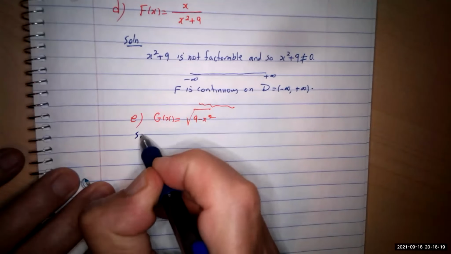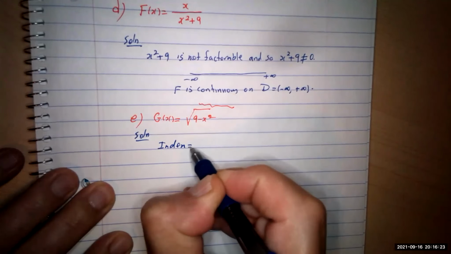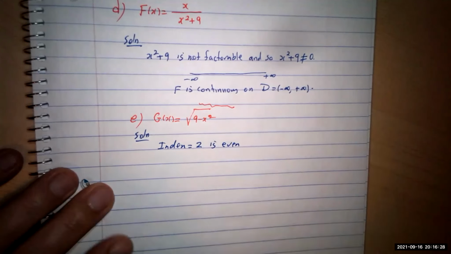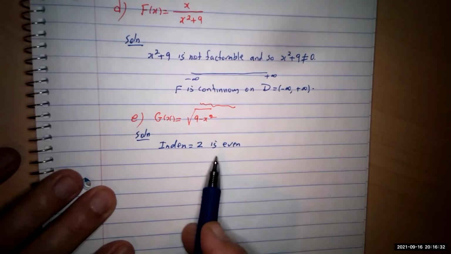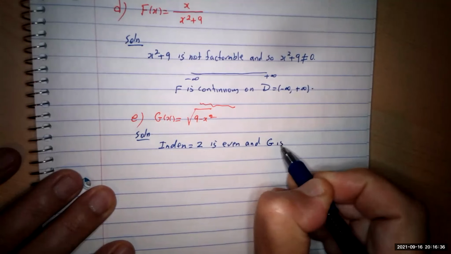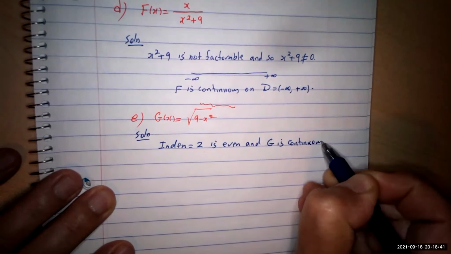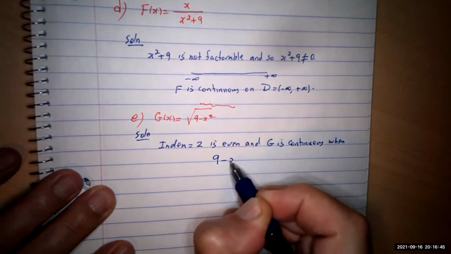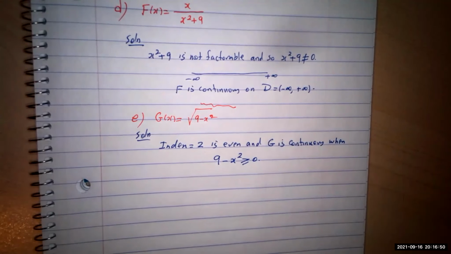Solution. The index of this radical, 2, is even. So what is the conclusion? The index is 2, so G is going to be continuous when 9 minus x squared is greater than or equal to 0. That's your extra job. Any question?